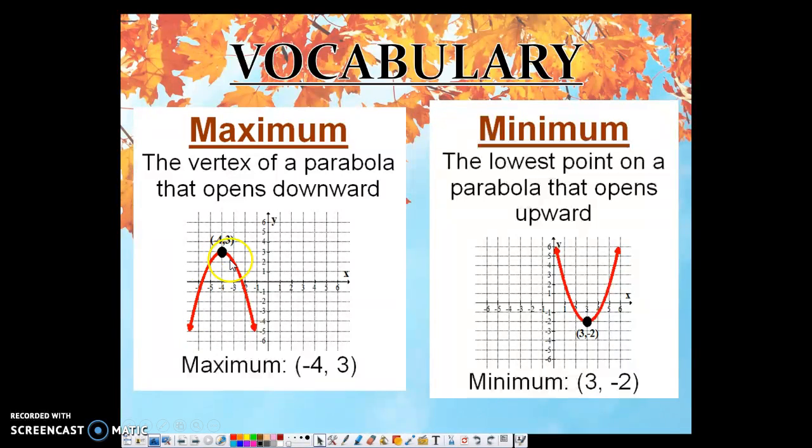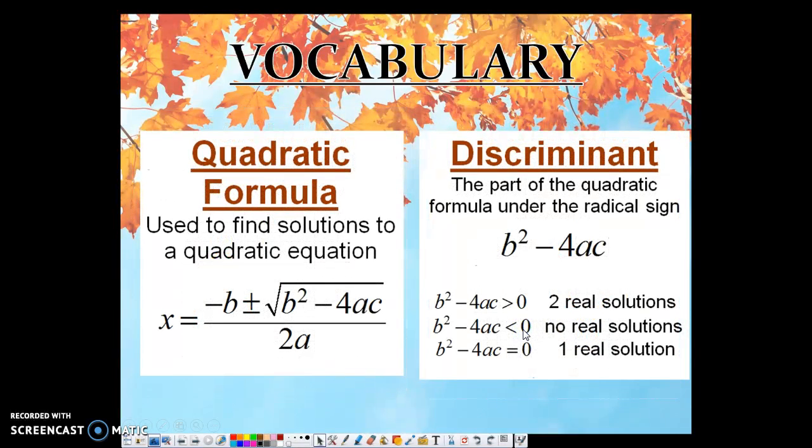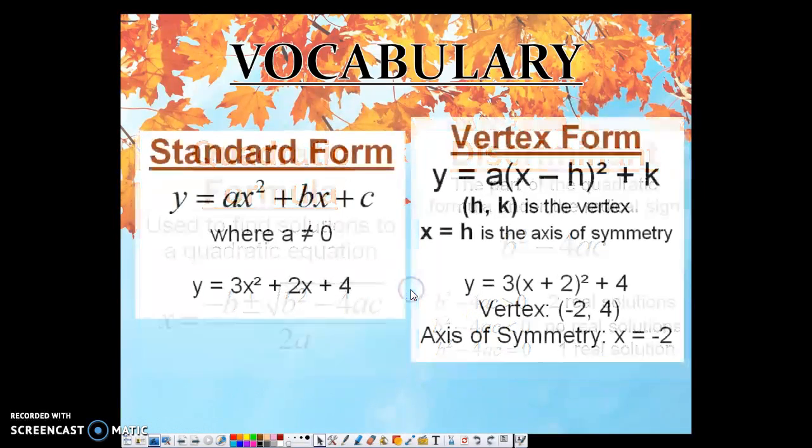Maximum. So when they're upside down like this, do they have a highest point or a lowest point? When it's facing down, it has a highest point, so we call that a maximum. However, whenever it's facing up like this, it has a lowest point, so we call that a minimum. Quadratic formula, we're not going to get into this yet, but just be aware that this is coming. It looks scary, but in reality, whenever you have a formula, it's pretty much just giving you your answer. Discriminant goes along with the quadratic formula.